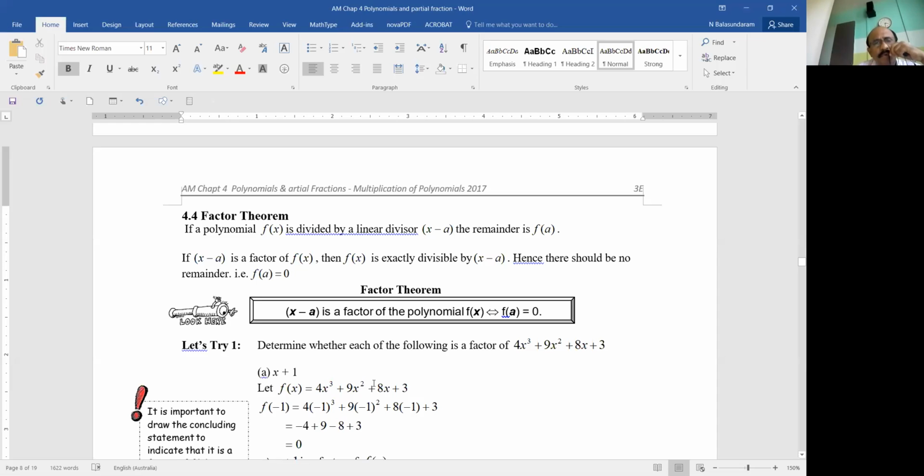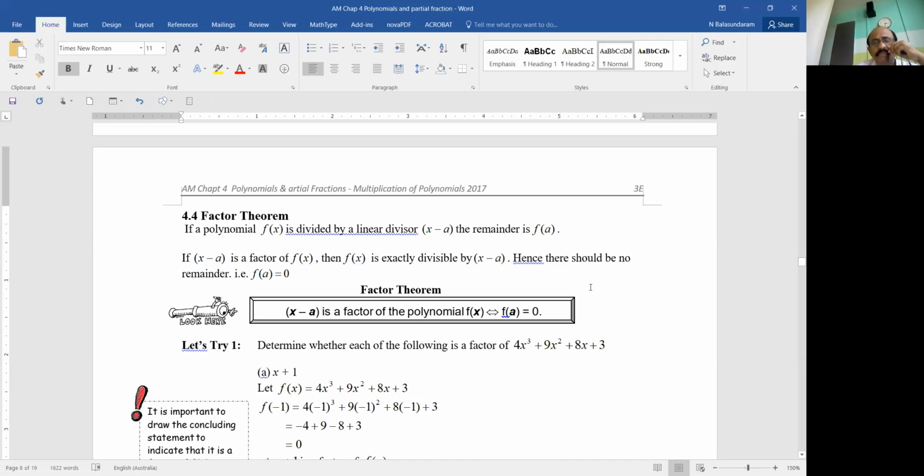Today's lesson will be on factor theorem. If a polynomial f of x is divided by a linear divisor, you know what's a linear divisor? The power of x is 1 and the remainder is f of a. This is remainder theorem. If x minus a is a factor, then f of x is exactly divisible by x minus a. It means the remainder is 0. If the remainder is 0, automatically x minus a becomes a factor.